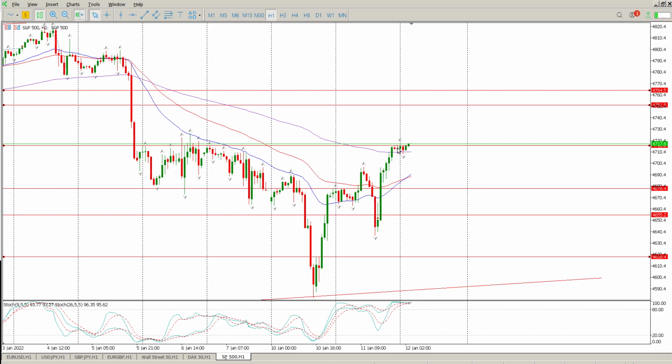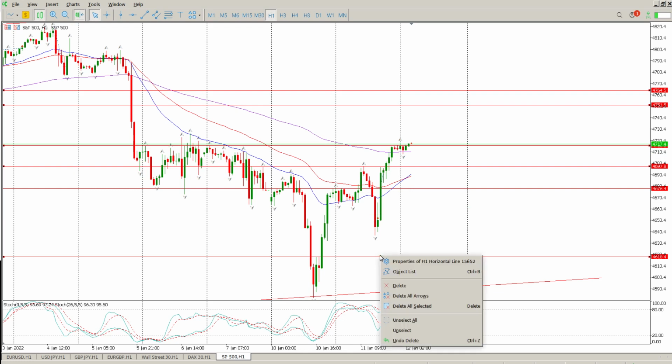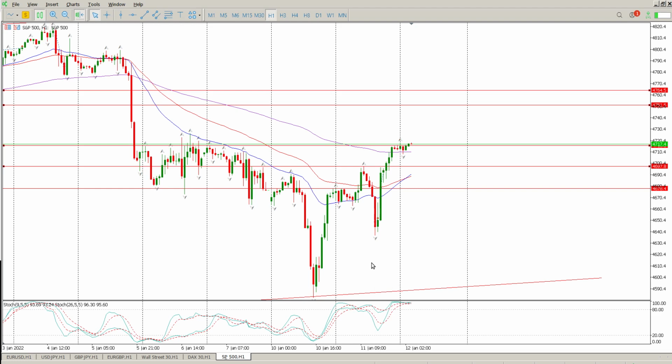We are flirting with the 155, so I would expect some kind of a move up and then a pullback to come and test either the 155 or these moving averages. So just adjust your levels. It's pretty much what you have to do. I'll leave that one in. Let's delete that one. I'll leave that trend line in at the moment. So this is top of range right now.